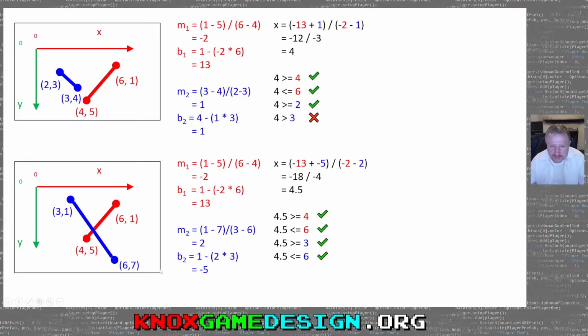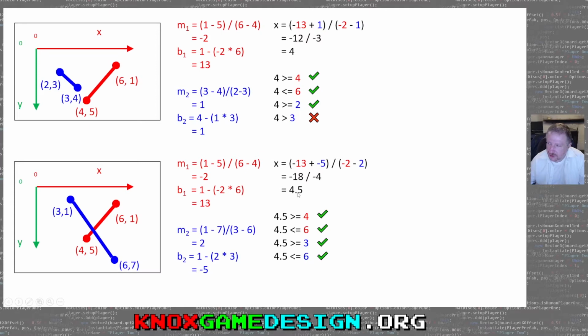Okay, so we got the M and B for both lines. So then we're just going to plug those in to calculate our value for x. So we get x equals 4.5. So that means that these two lines cross at 4.5.